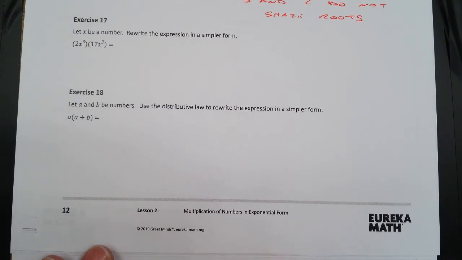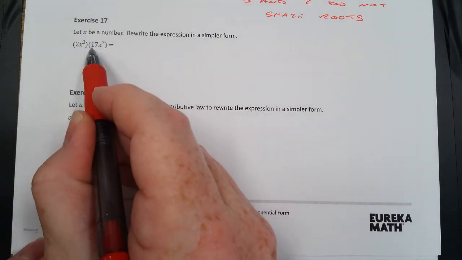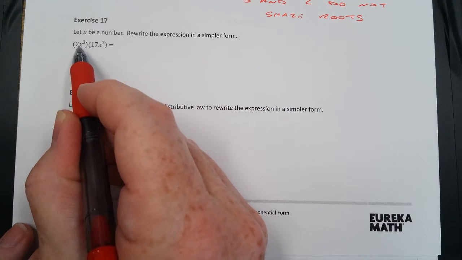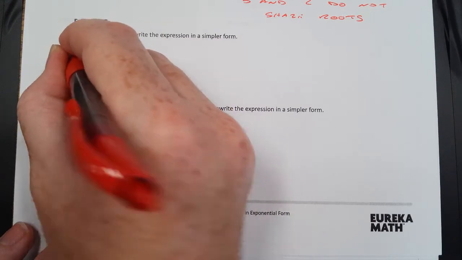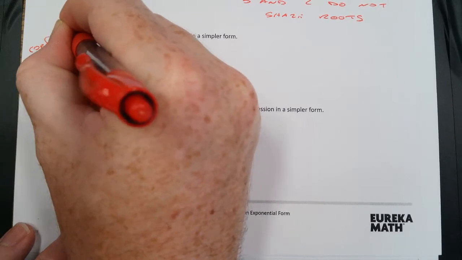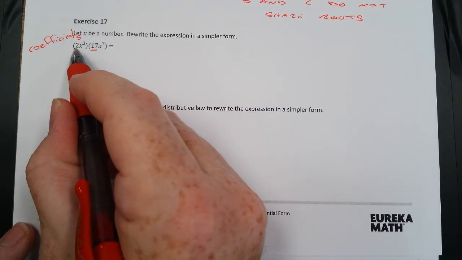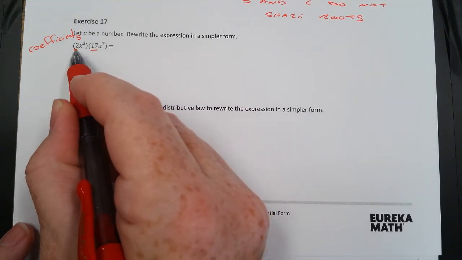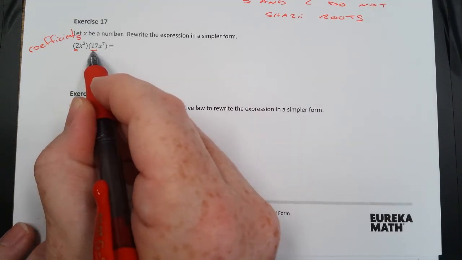But let's look at exercise 17. Ooh, here we go. Multiplying exponents, only this time there's coefficients. These numbers in front of the base, those are the 2 and the 17, those are called coefficients. So when you're multiplying something like this, you multiply the coefficients. Remember what I said before, like terms. Coefficients are both regular numbers, so those can be combined.